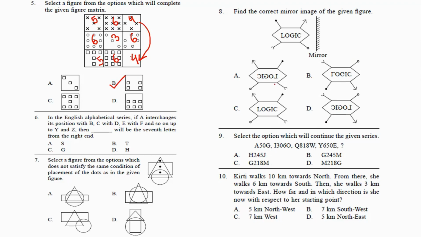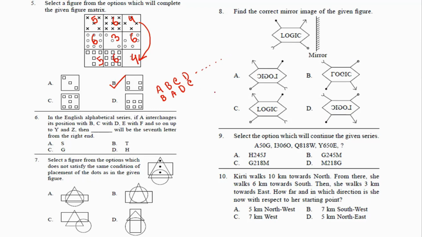Okay, now we come to question number 6. It is written, in the English alphabetical series, if A interchanges its position with B, C with D, E with F, and so on up to Y and Z, then dash will be the 7th letter from the right hand side. So simple, what you have to do, A is substituted with B, B with A, C with D, D with C, like this you have to write down till Y and Z.